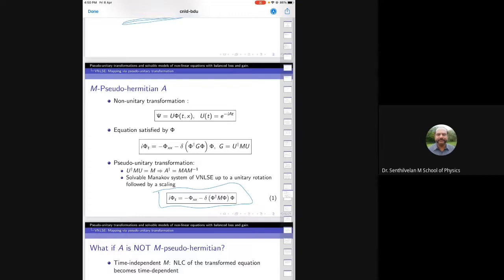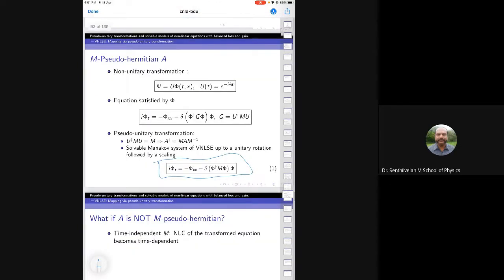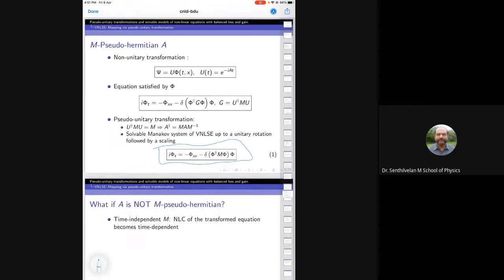Had it been a unitary transformation, this would be just a similarity transformation, a simple transformation to solve the problem. But the physical setups of these two systems, described by psi and phi, are completely different. So that is the main thing. Now, this transformation goes through, that means linear coupling and loss-gain transformation, even if A is not pseudo-Hermitian. So what happens then?